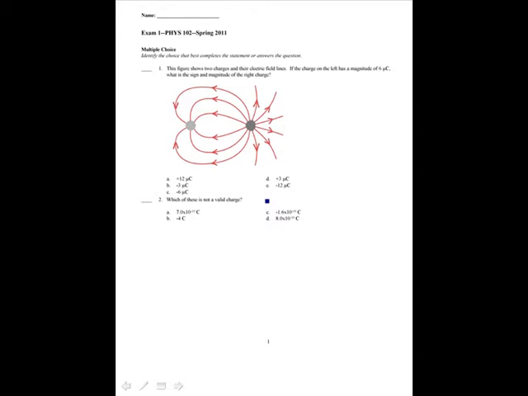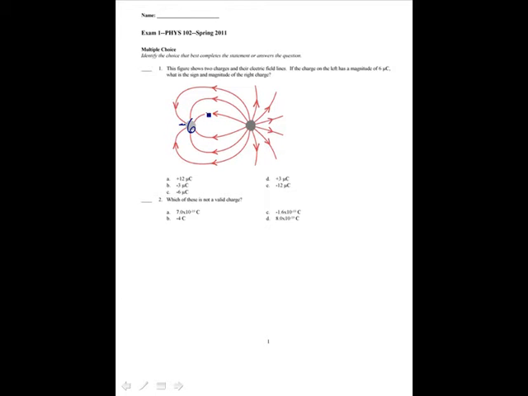Alright, this is exam 1 for physics 202 in spring 2011. The first one says this figure shows two charges and their electric field lines. If the charge on the left has a magnitude of 6 microcoulombs, what is the sign and magnitude of the right charge? So this one is 6 microcoulombs, and because the field lines are ending at this charge, it's negative.